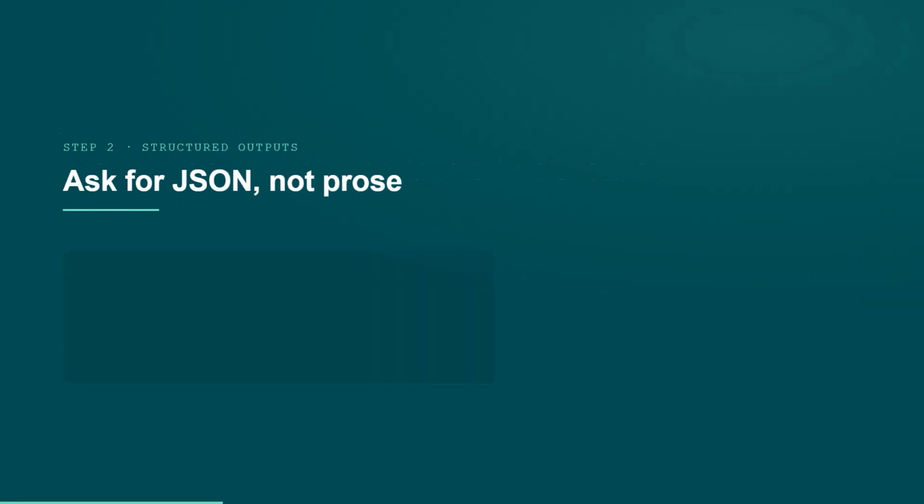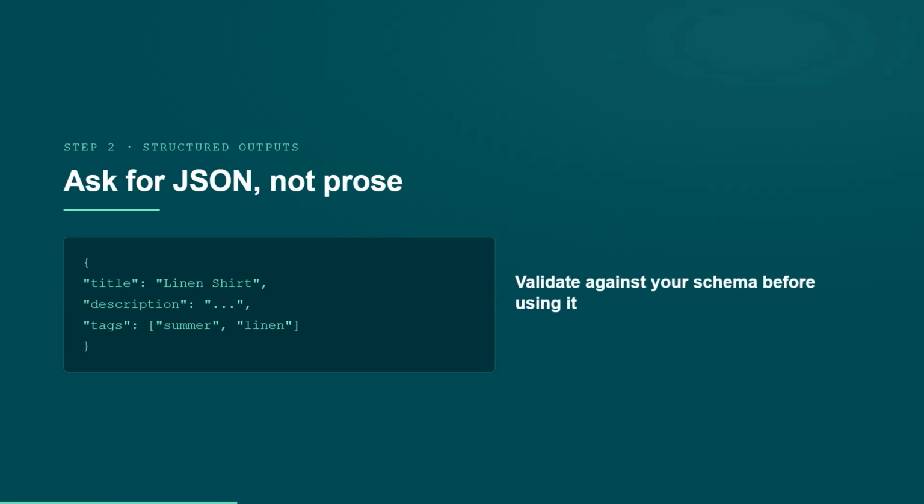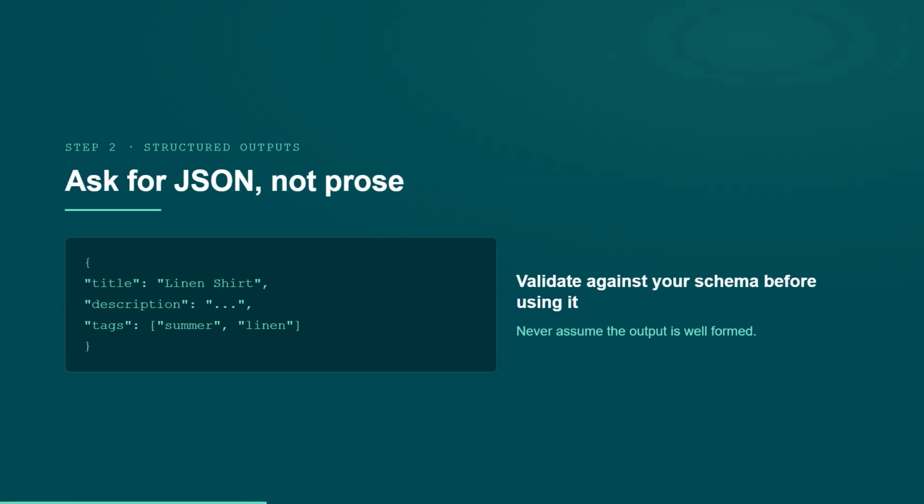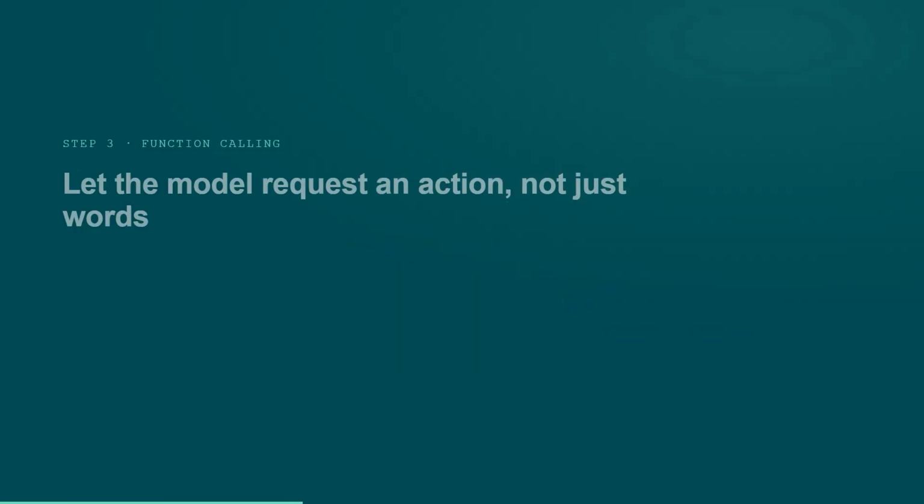Step 2. Structured outputs. When your app uses the AI output programmatically, request structured output, typically JSON, rather than free text. This removes fragile parsing logic downstream. Then validate the response against the schema you expect before you use it anywhere else. Never assume the model's output is perfectly formed.